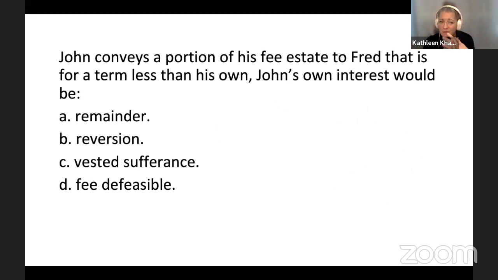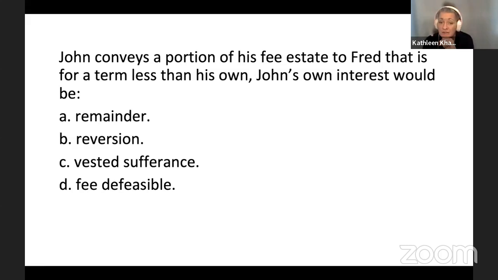That being said, let's answer a question together. John conveys a portion of his fee estate to Fred. Notice it says right here, John conveys a portion of his fee estate to Fred. That is for a term less than his own. Right here, we immediately know he has conveyed a property or he has deeded his property to Fred, but not the whole thing, a portion. So if John has a pizza and he's given half of his pizza to Fred, Fred doesn't have the whole pizza. So John conveys a portion of his fee estate to Fred that is for a term less than his own, meaning it's a determinable time.